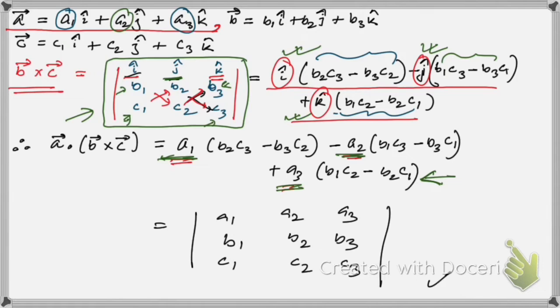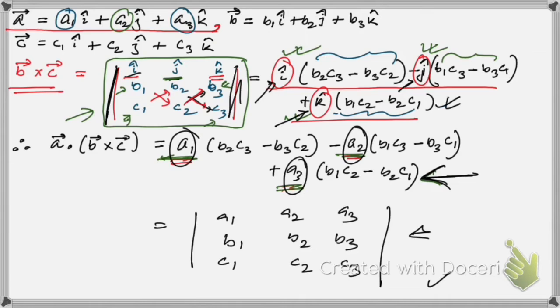That's how we got it. Hope you have understood this. Here we have expressed this result in terms of determinants. If you compare a1 with i cap, a2 with j cap, and a3 with k cap, and this determinant gives this expression, then if you replace i, j and k by a1, a2 and a3, you will get this determinant. Hope you have understood this.